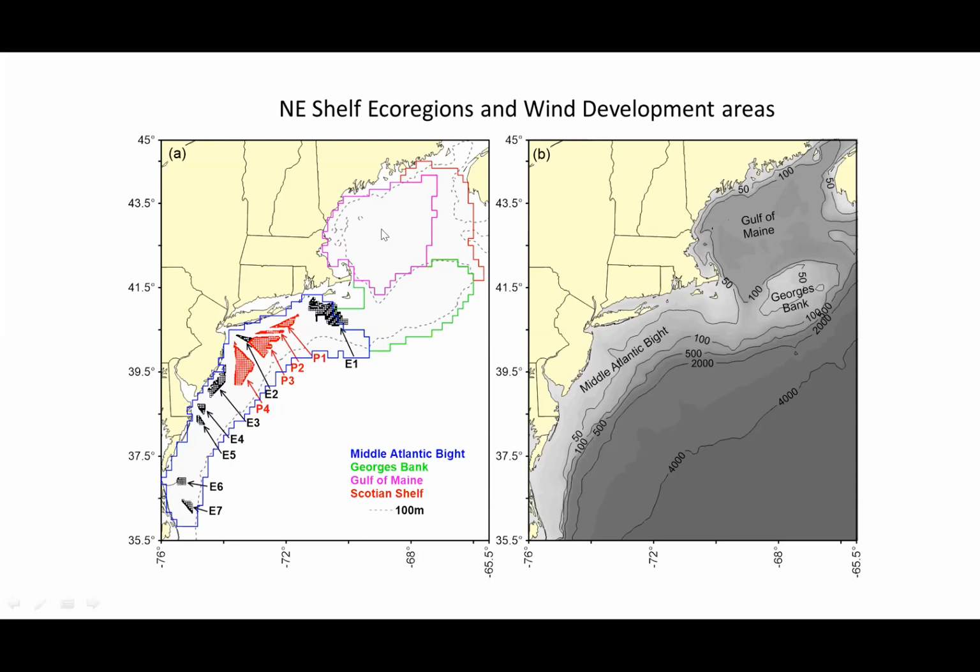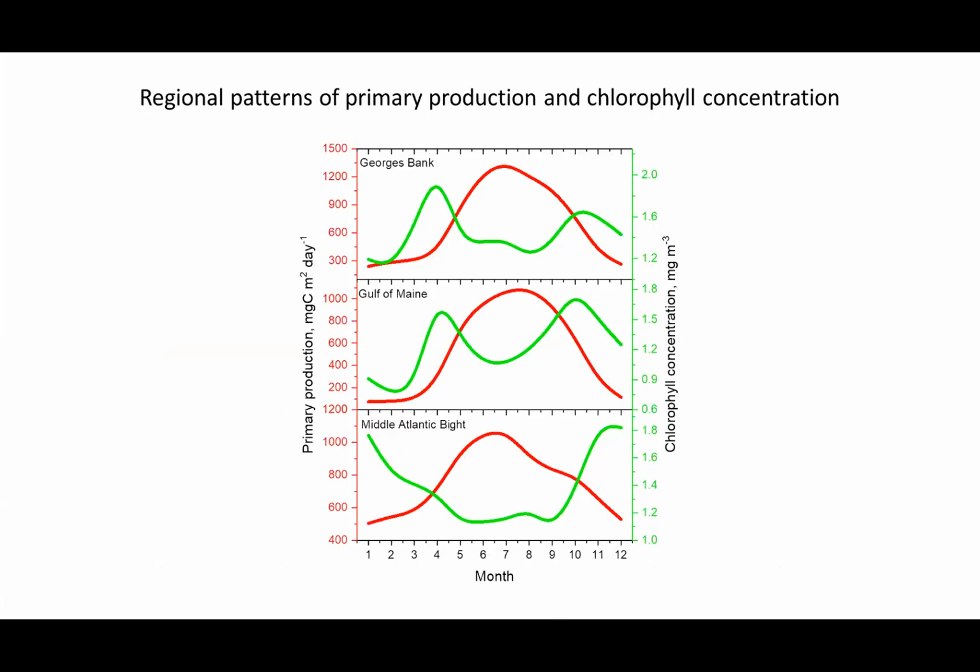And I use these areas to give you a sense of the annual pattern of productivity in the Northeast Shelf. What I've superimposed on these series of graphs is, during the months of the year, the level of chlorophyll, but then also the level of primary production that occurs. The primary production is shown in the red curves. And you notice that in all these areas, Georges Bank, Gulf of Maine, and Mid-Atlantic Bight, you have a peak in primary production that occurs in the summer months when there's the maximum amount of solar radiation.